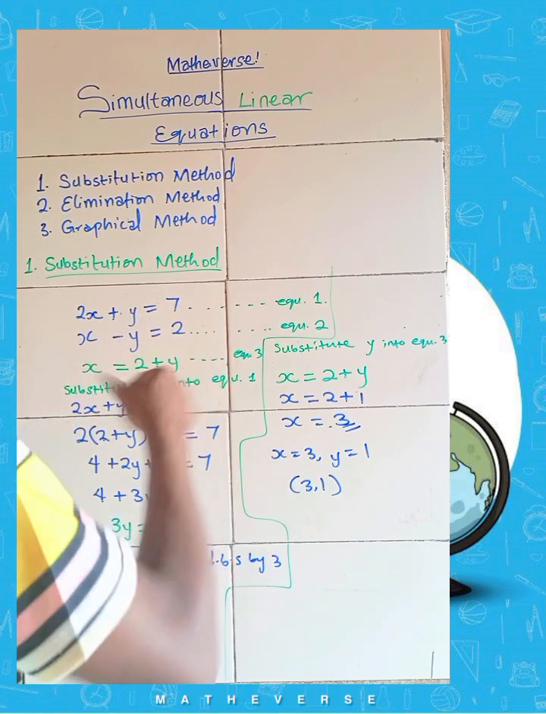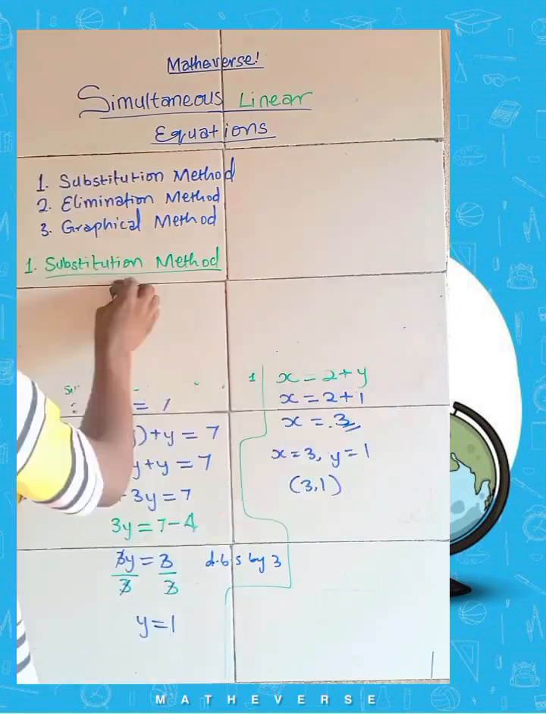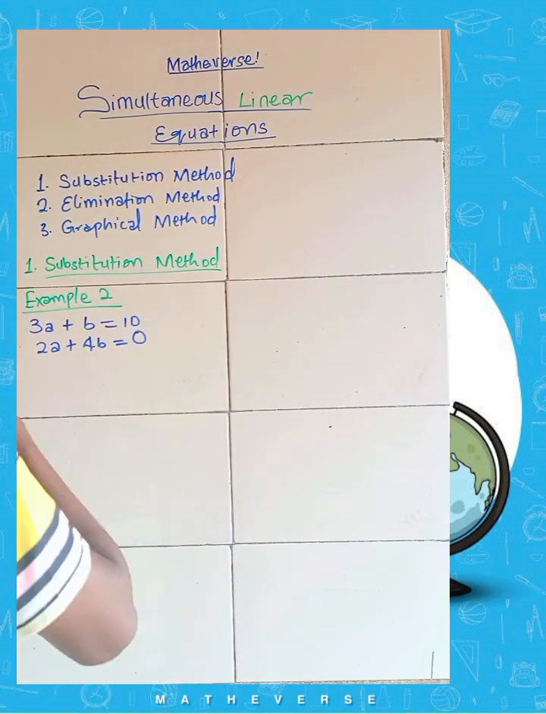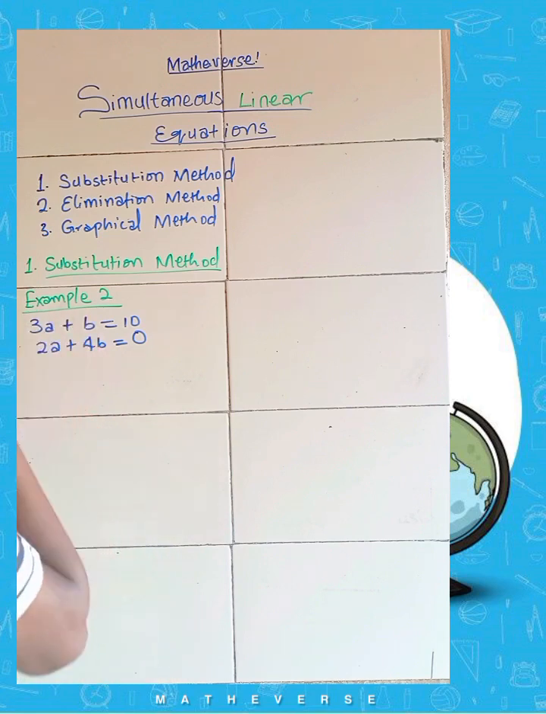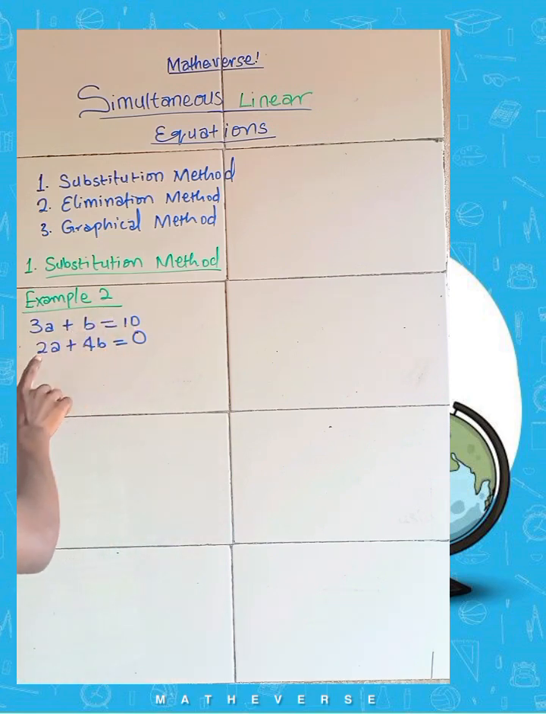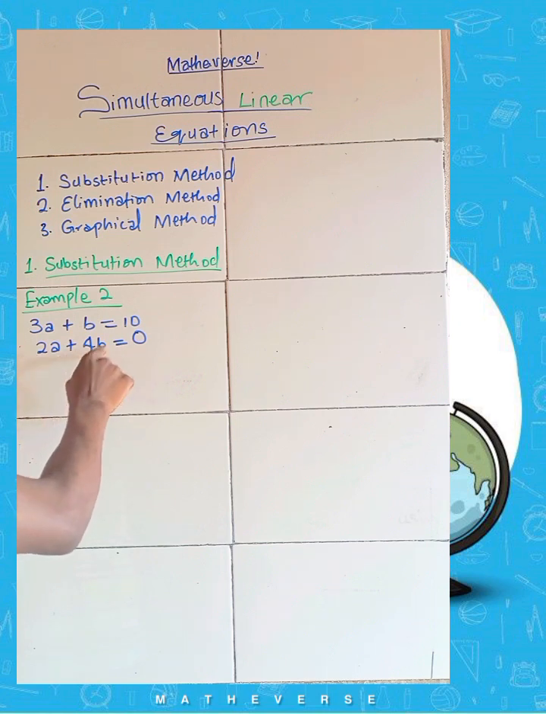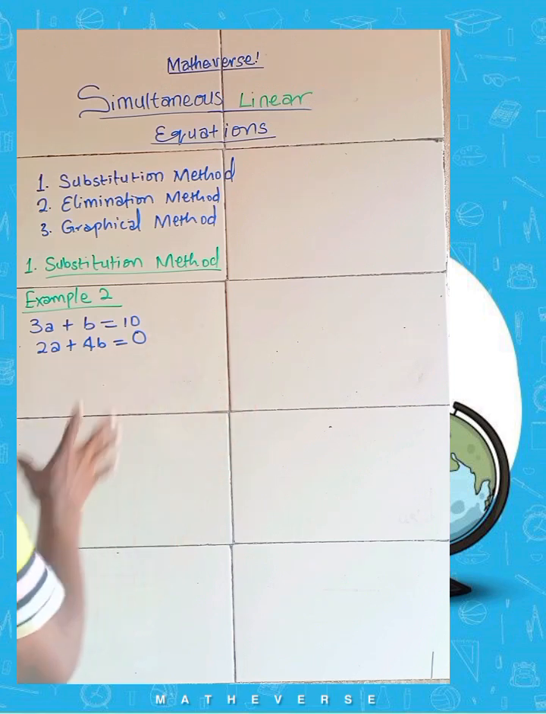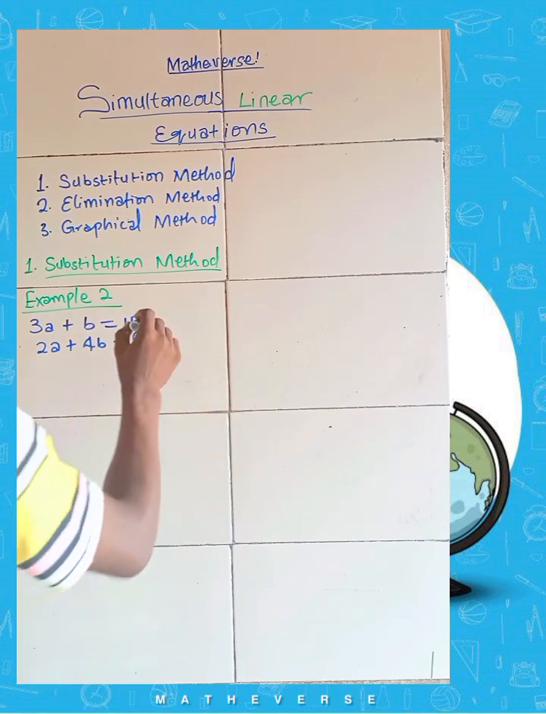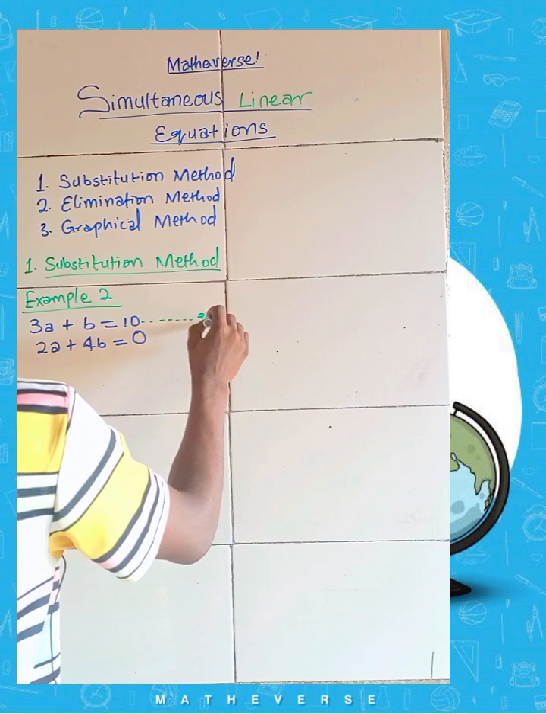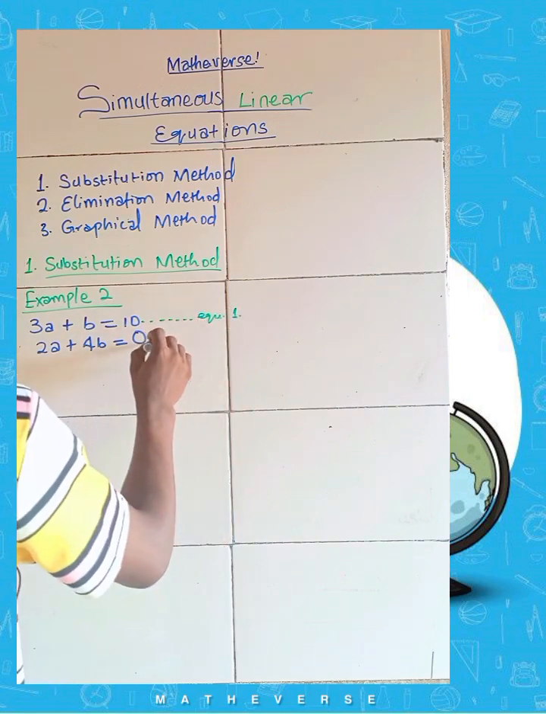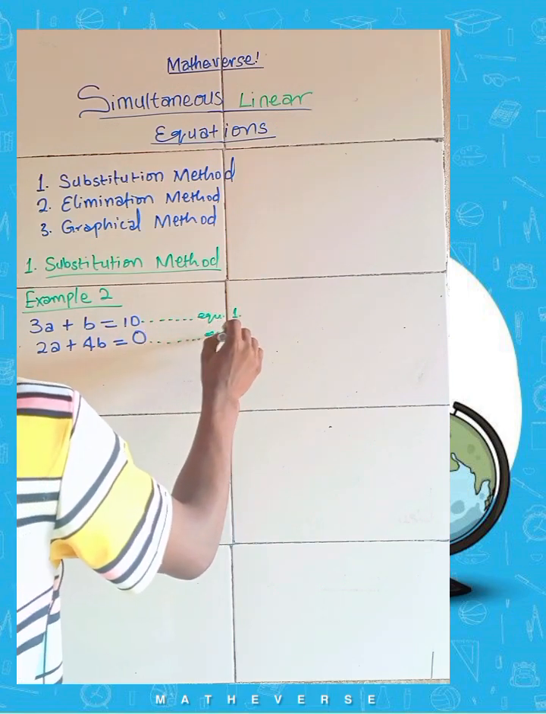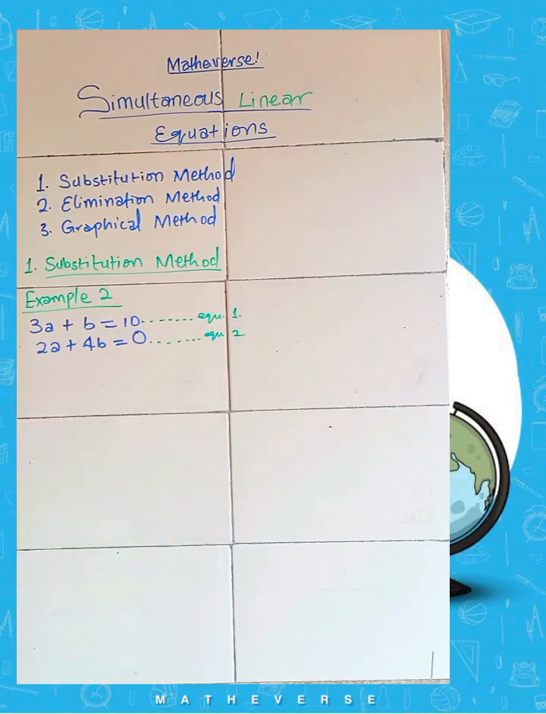I will give you another example again so that you get it clearly. All right, we are given this kind of question. They said 3a plus b equals 10, then 2a plus 4b equals 0. Let us find what a and b are, because they are the two unknowns in this set. Now, we tag this one equation 1. We tag this one equation 2. Did you see it? Good job. Now watch.